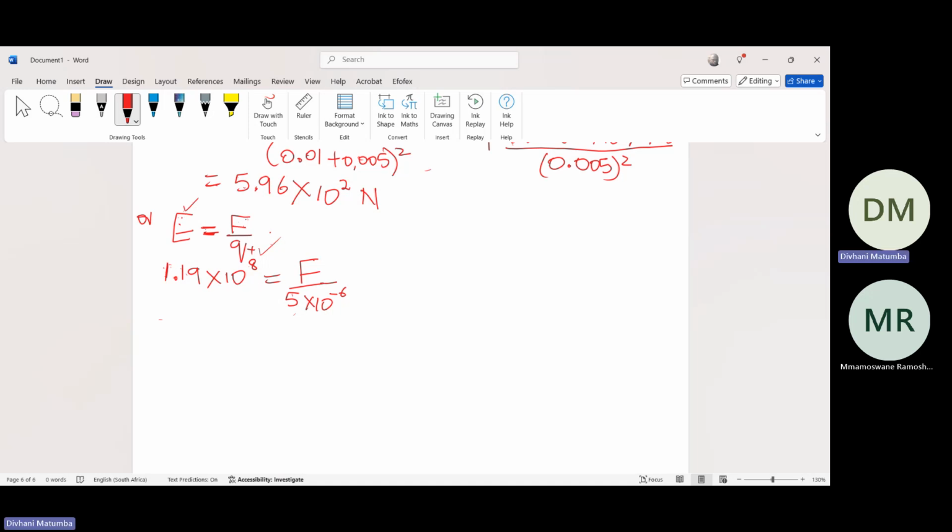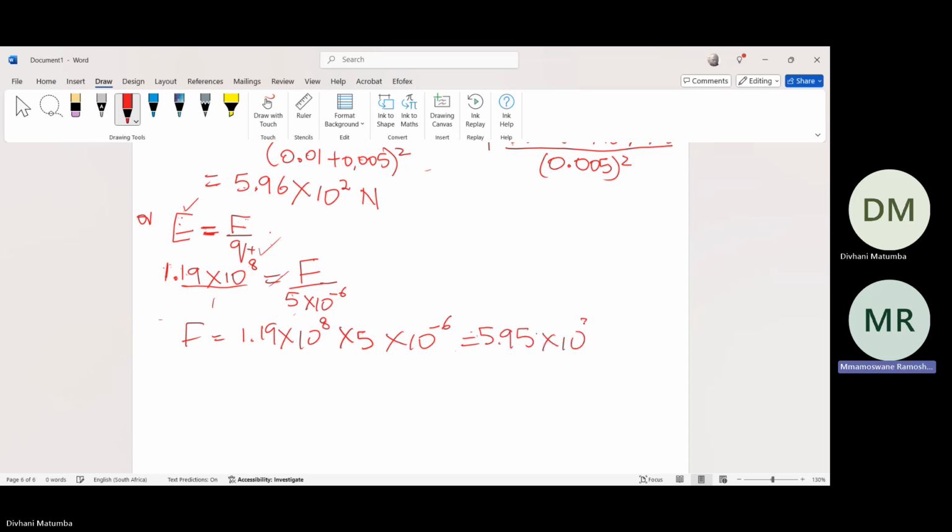So if you cross multiply, your F will be 1 times 19 times 10 to the power of 8 times 5 times 10 to the power of minus 6. So how much will you get? You are gonna get 5.95 times 10 to the power of 2, which is almost the same. Yeah.